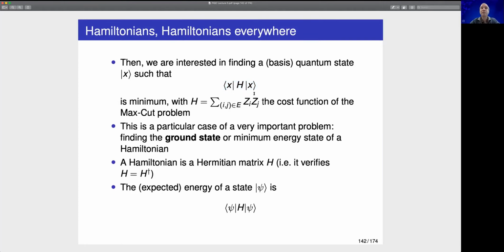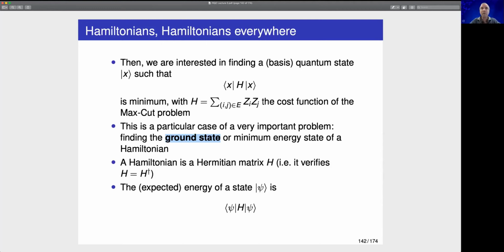And we are trying to find a state that has the minimum possible value of this energy, of this expected value for the Hamiltonian. This is often called finding the ground state of the Hamiltonian, and this is a central problem in physics. Okay, so here we have a connection to the possibility of using physical processes in order to solve this kind of problem, and this is what we are going to do.